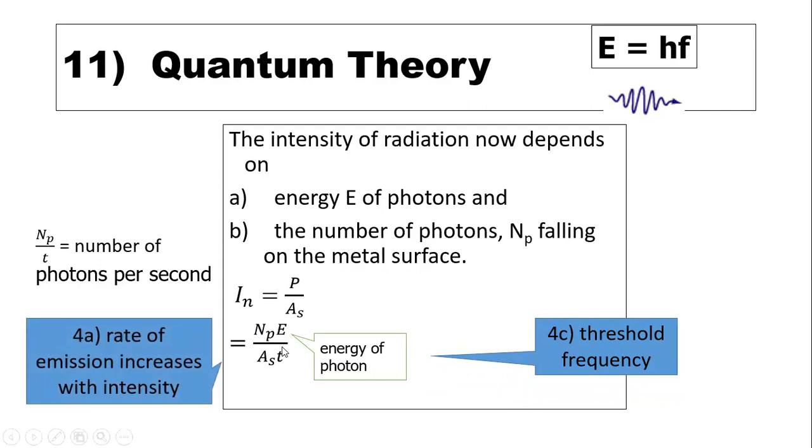So we can see that our intensity now depends not only on the energy of the photon, but also on the number of photons per second falling on the surface. So if we use the same energy, same photon, and we increase the number of photons falling, then the rate of emission of electrons will increase. That's your 4A. Rate of emission of electrons increases with intensity of the radiation falling on the surface.